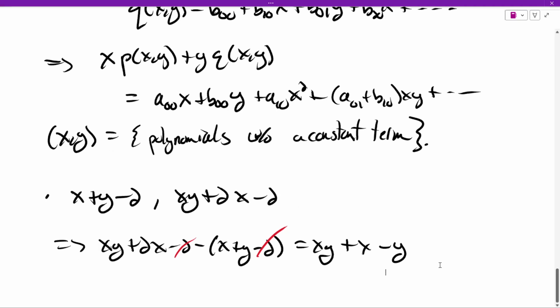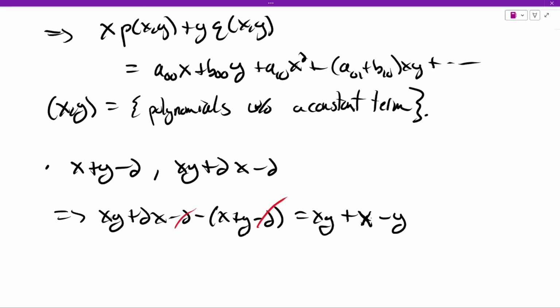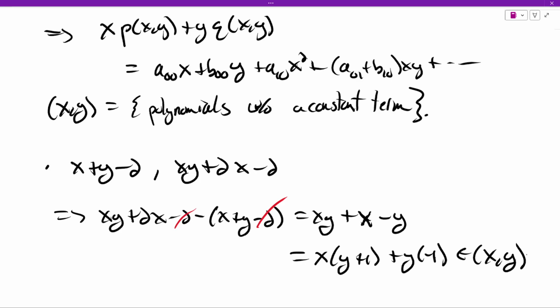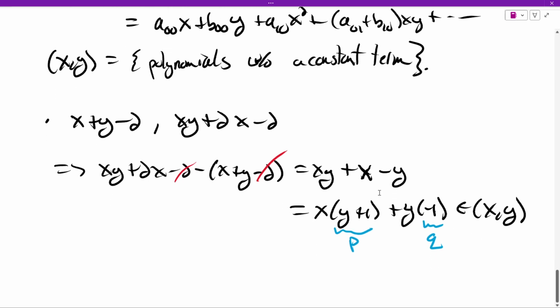And we can write this, if we wanted to, as x times (y plus 1) plus y times negative 1, and that's certainly in the ideal generated by x and y, because we would take p to be this guy and q to be that one. Okay, so these guys, their difference is in this ideal, and notice the difference has no constant term.